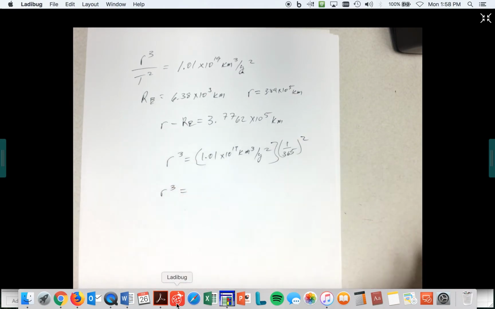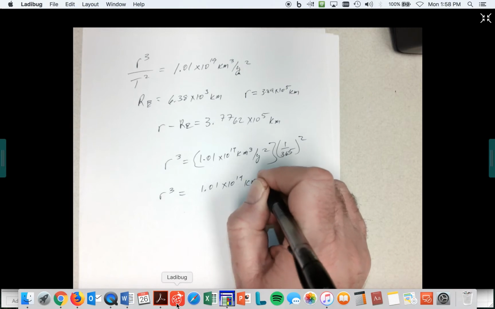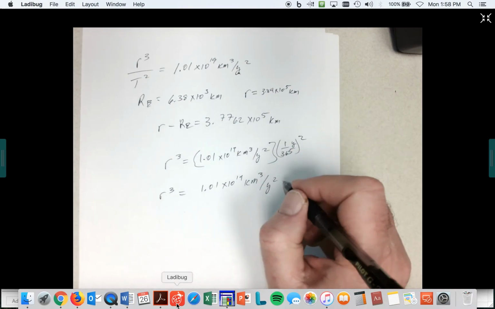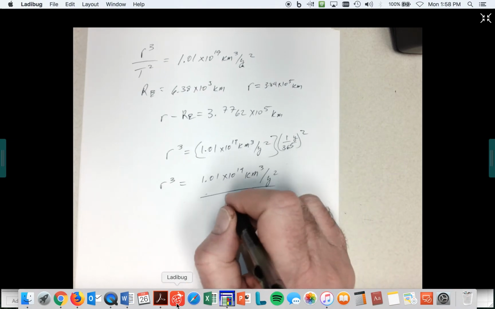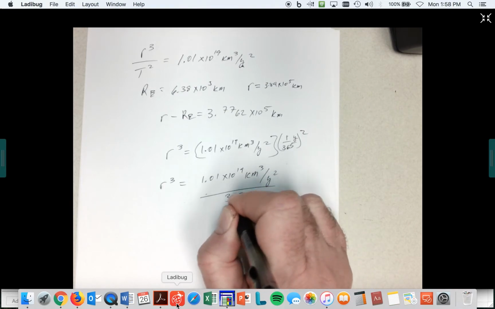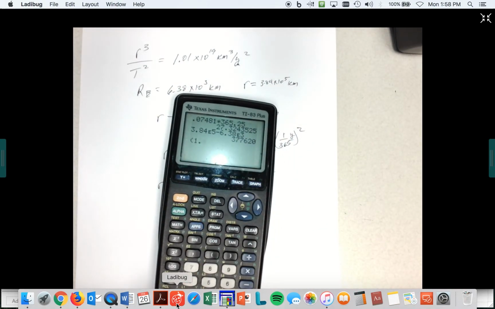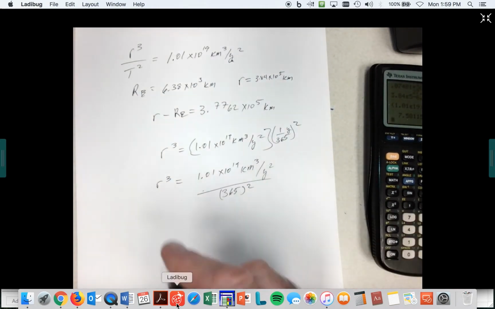And so r cubed is equal to 1.01 times 10 to the 19 kilograms cubed divided by, so this many years squared, divided by 365 squared. It's basically what we're doing. Okay, so let's plug that in. 1.01 second e to the 19. And for some reason my solutions said that was the 18. I'm going, no. Make me look like a fool again. 365 squared. Boom. I get 7.58.